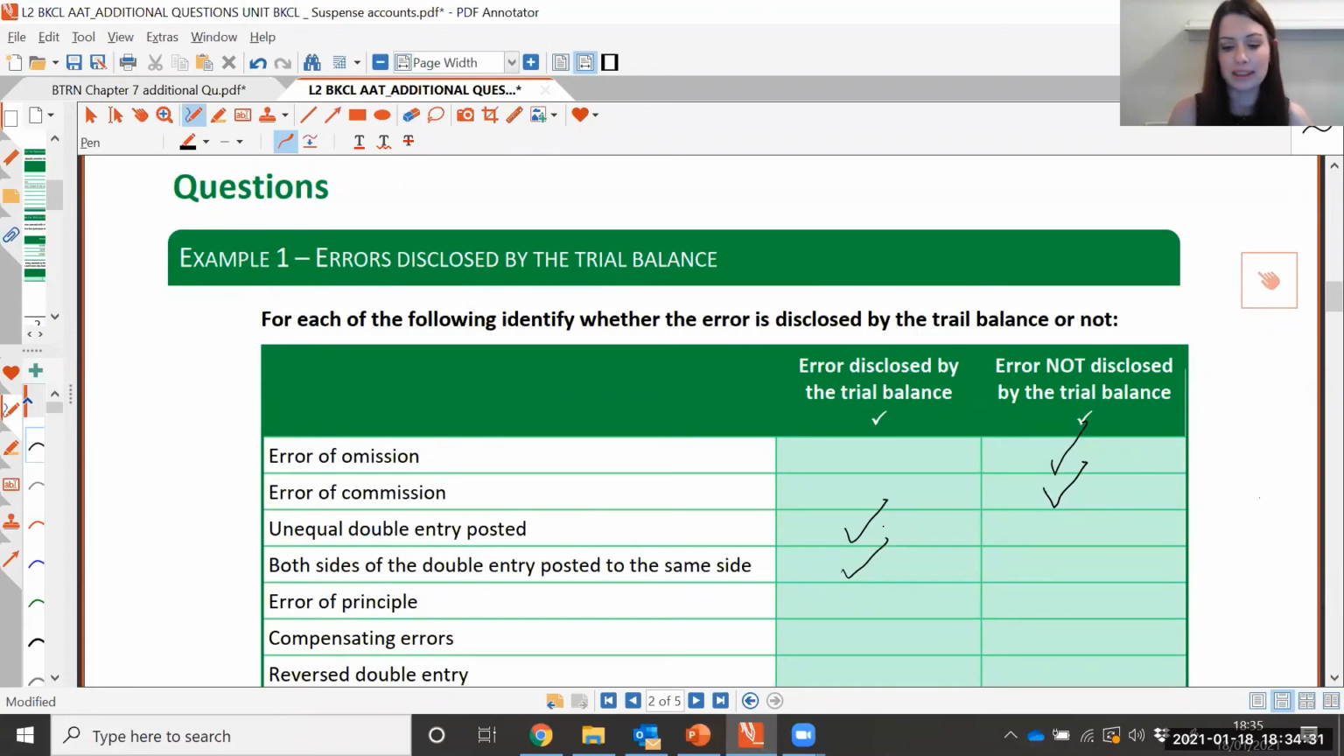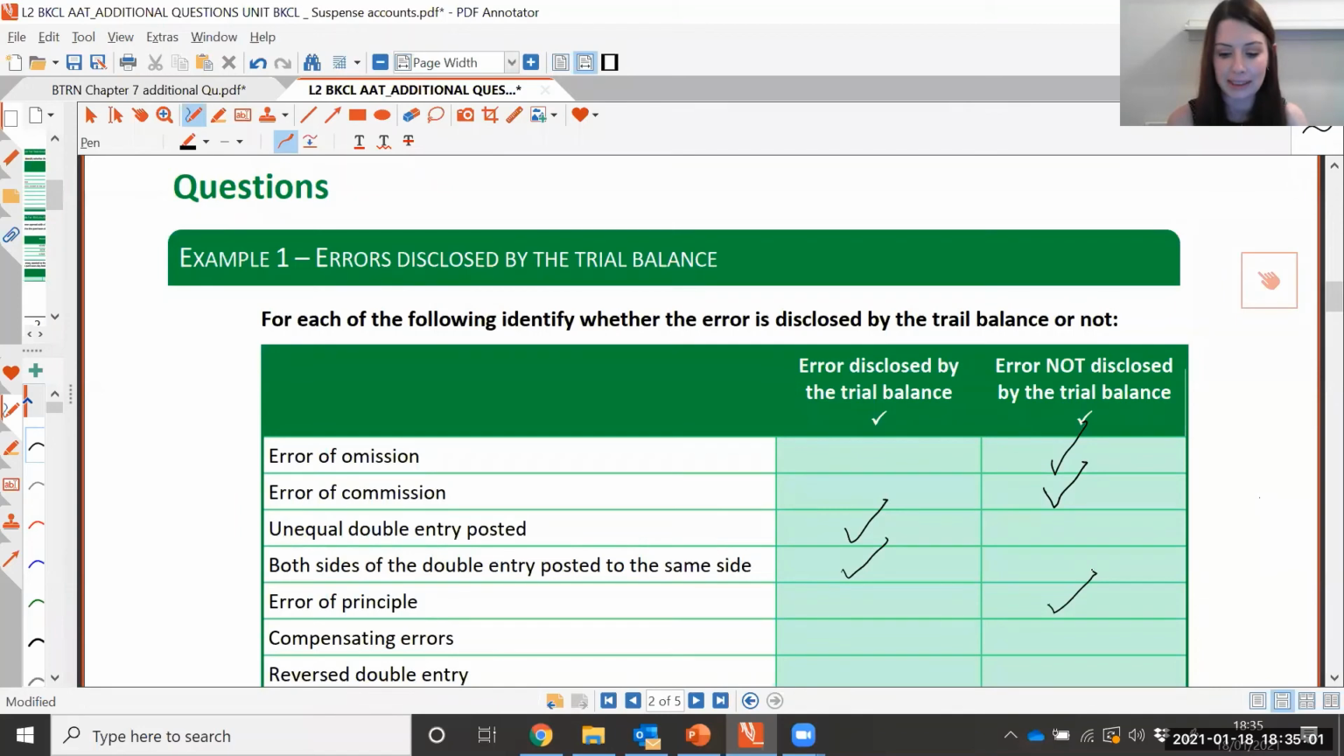So error of principle, remember it's where the wrong type of account is used. So it might be that an asset account is used instead of an expense account. So will that cause an imbalance? Yeah, good, Fiona. So no, it wouldn't cause an imbalance because again, the debit will have been added to the right side. It's just been posted to the wrong account.